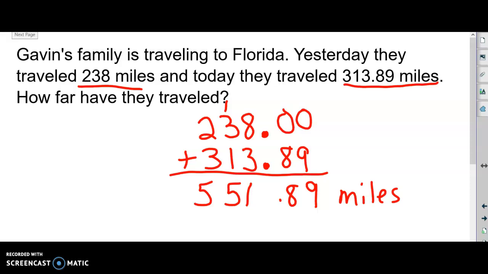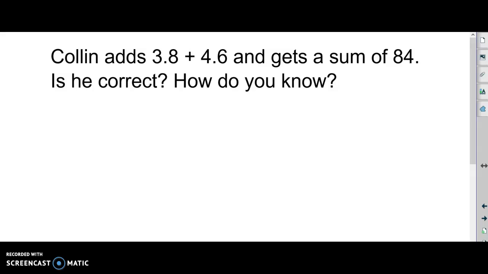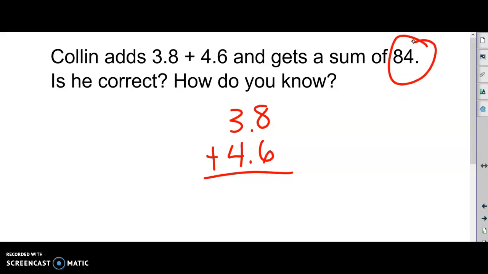Okay, one more question here. This is kind of a true or false or a yes or no question. So Colin added 3 and 8/10 plus 4 and 6/10, and he got an answer of 84. Is he correct? And how do you know? So I'll give you a second to think about that.